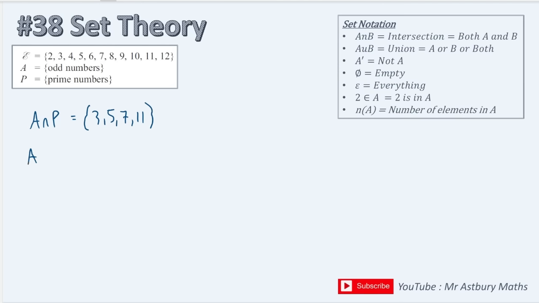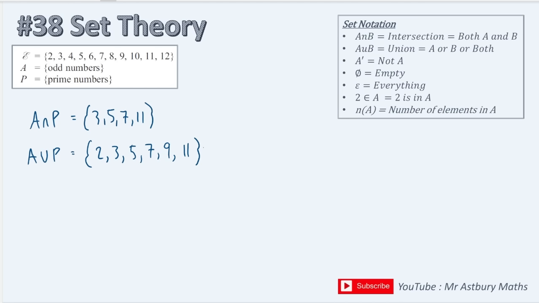Let's now look at A union P. Okay, so these are all of the numbers which are in A or P or both. So 2, that's in P, so it goes in. 3 is odd, so it's in A, so it goes in. 4 is in neither, so that can't come in. 5 is odd and prime, so that's definitely in. 6 is neither. 7 is odd, so that's in. 9 is odd, so that's in. 11 is odd and it's prime, so it's definitely in. And that is it. That's the union.